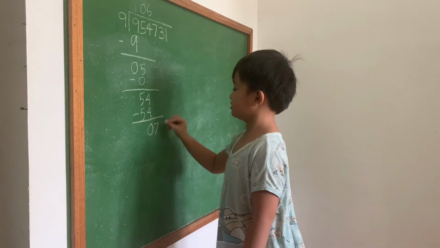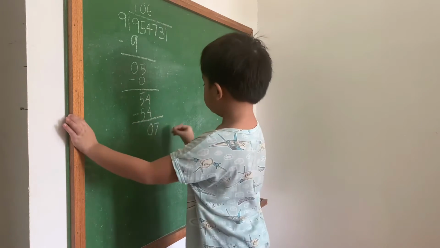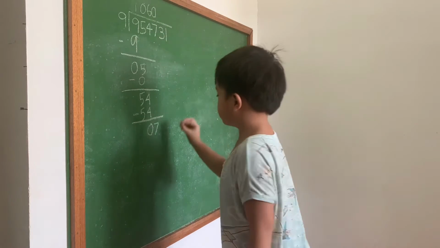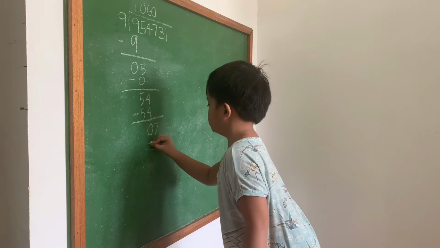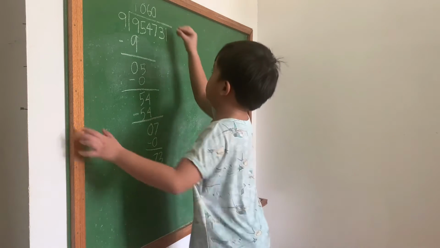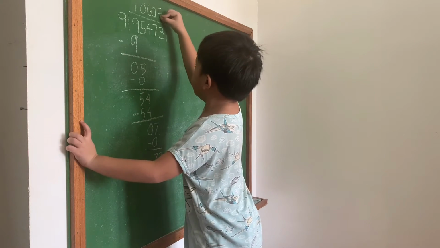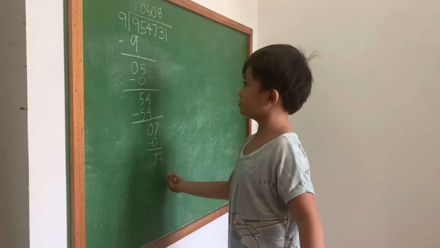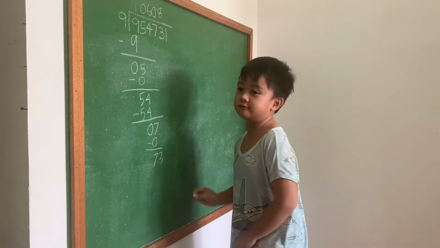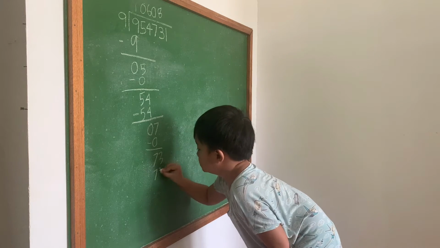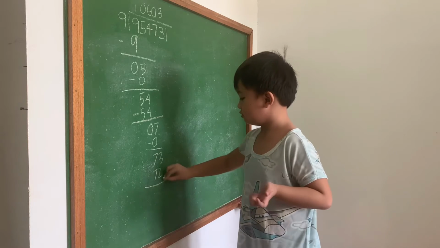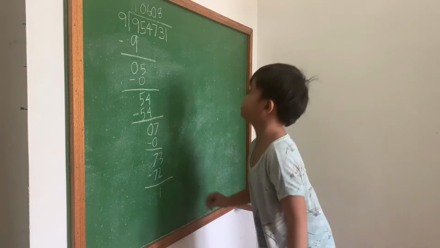Bring down 7. 7 divided by 9 equals 0. 0 times 9 equals 0. 7, bring down 3. So we put here 8 because 73 divided by 9 equals 8. It's always 8. So this is 72 and this is 73. So the answer is 1.